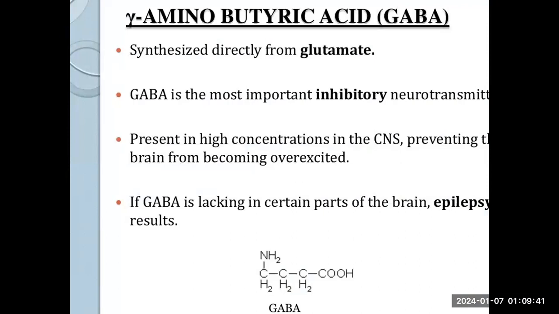GABA, gamma-aminobutyric acid, is synthesized directly from glutamate. GABA is the most important inhibitory neurotransmitter, present in high concentration in the central nervous system, preventing the brain from becoming overexcited. If GABA is lacking in certain parts of the brain, epilepsy results.